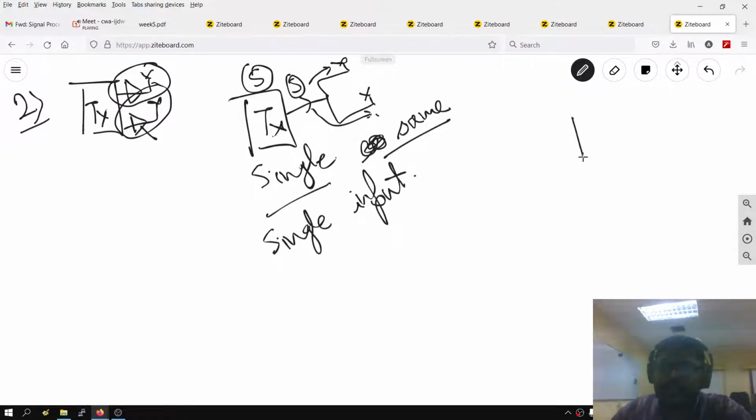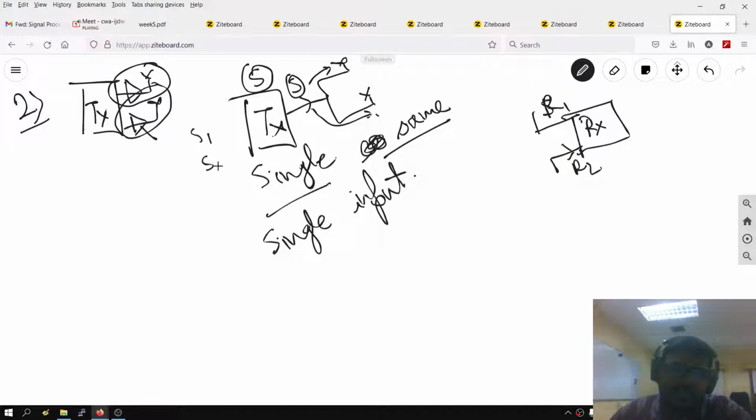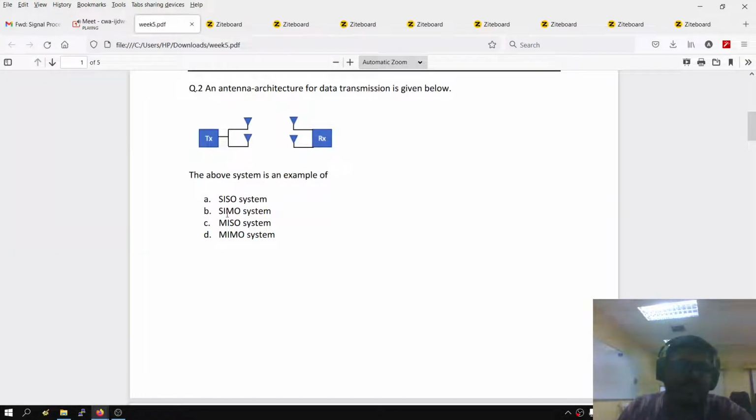but on the output side, this is the RX side output, and this is this. So see, the same, we can receive R1 from here and R2 from here, which is not the case for here. We cannot write S1 and S2. So the right answer is SIMO, single input multiple output system.